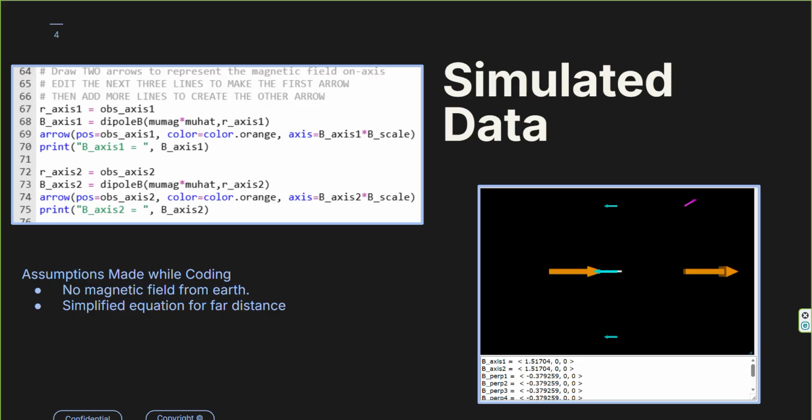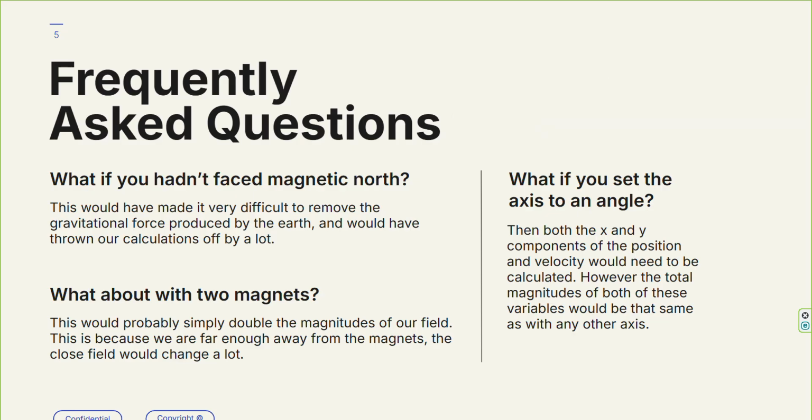This is where we create the arrows and calculate the magnetic field. This is the first two points, the two orange arrows. The assumption that we made in the code was there's no magnetic field from the Earth. We're only considering the magnetic field from the bar magnet. And then we also used a simplified equation for magnetism because we used the far reach equation, at a far distance away, which was shown in the slide before.